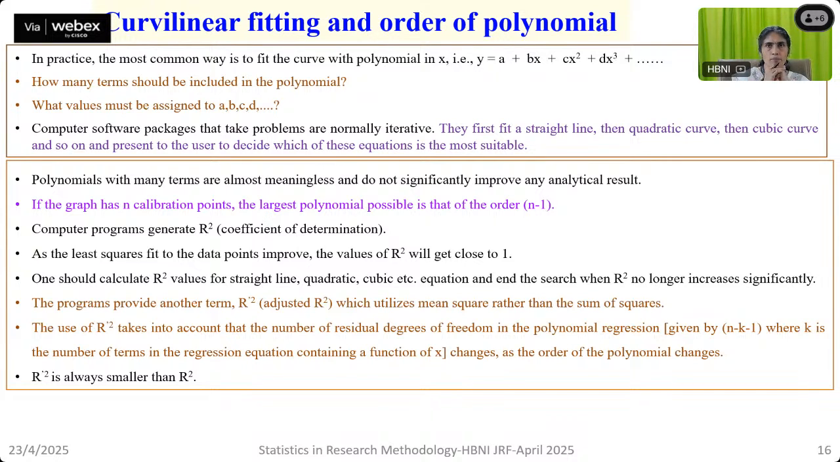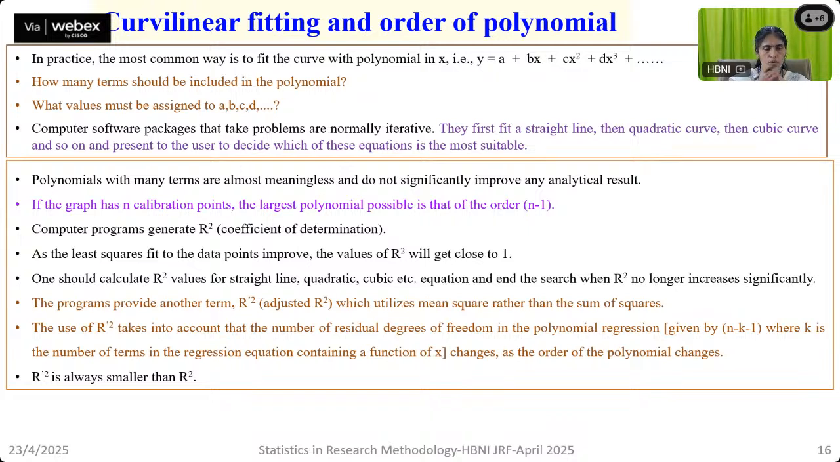And the upper limit is decided by the total number of data points. If n number of points are there, n minus 1 will be the upper limit up to which you have to evaluate the polynomial. In certain cases, it is seen that R monotonously increases, so you will be happy to go ahead with the further higher order polynomial.